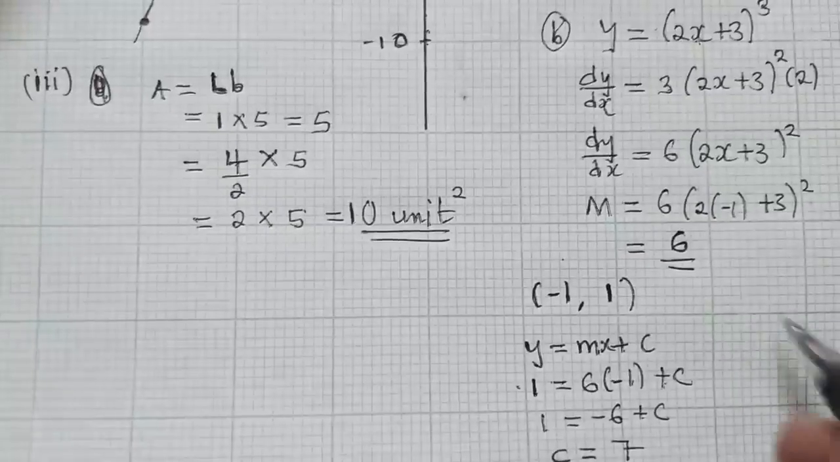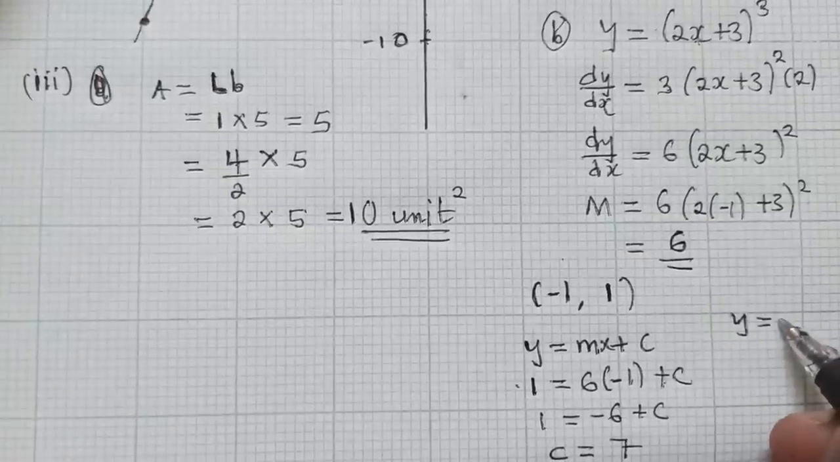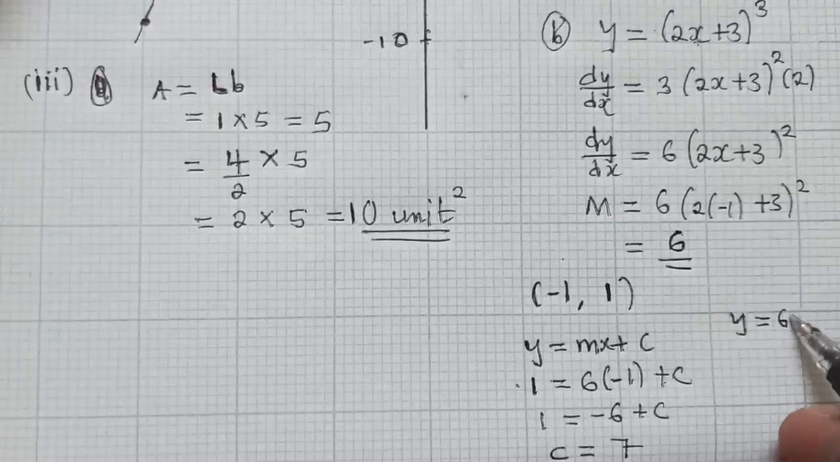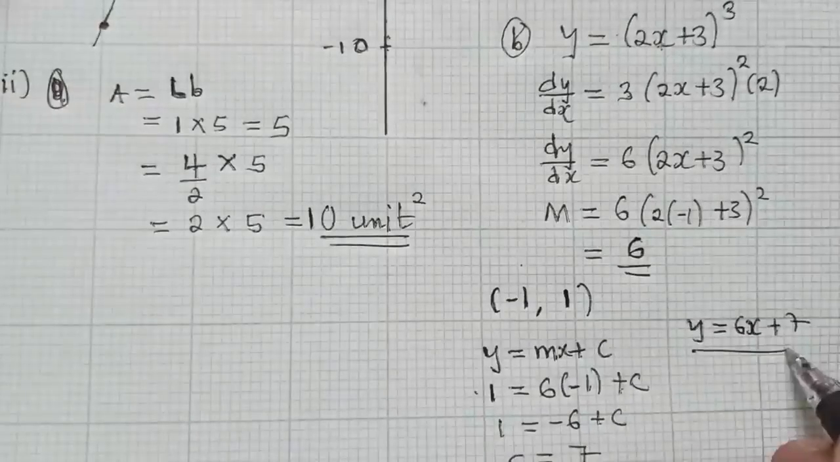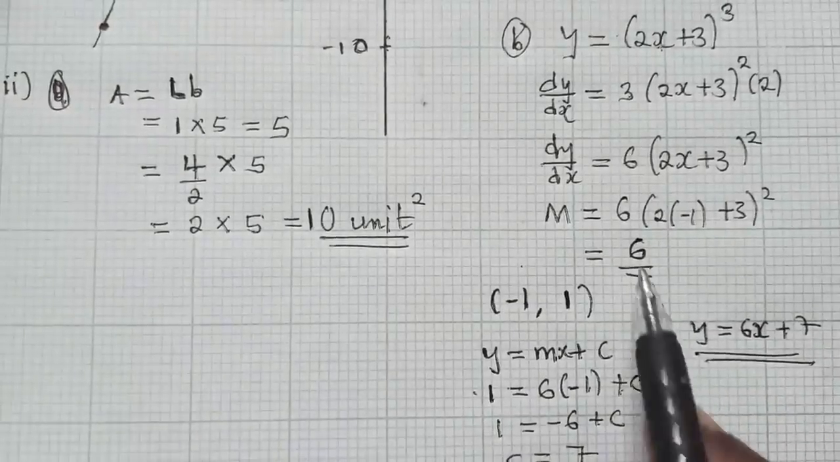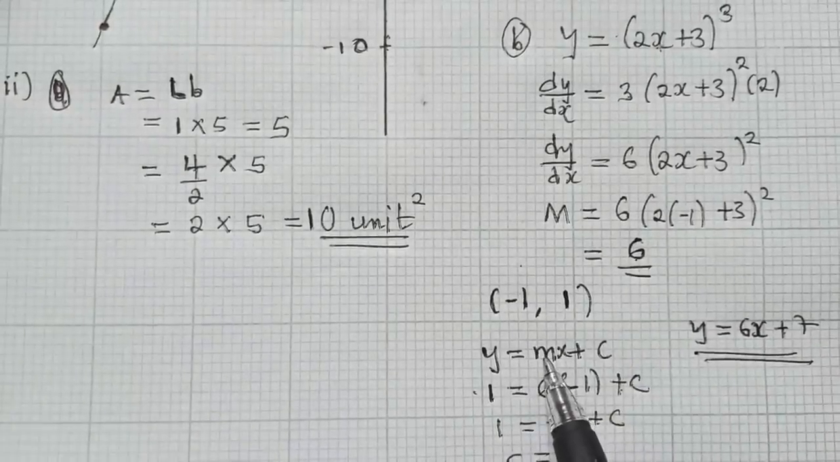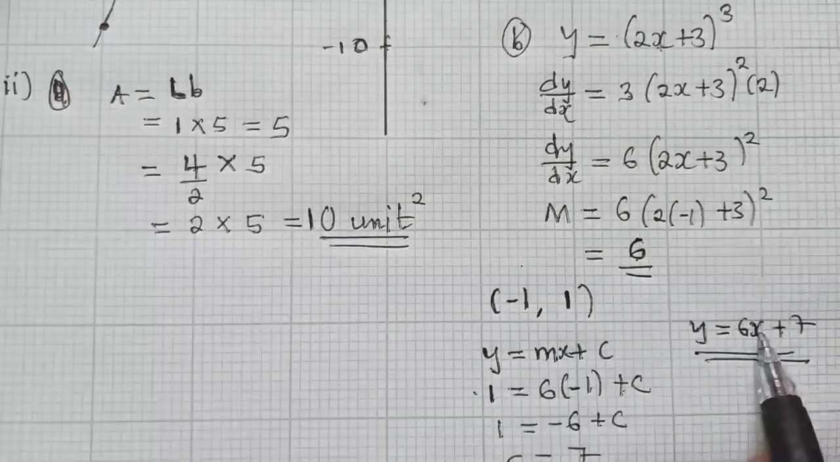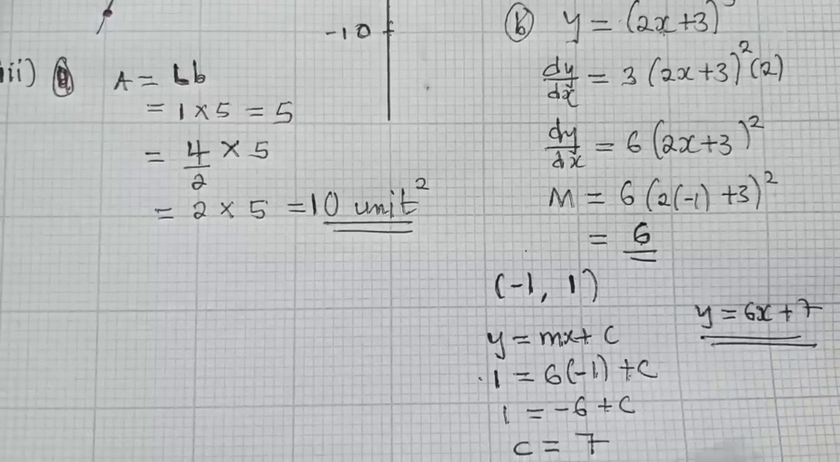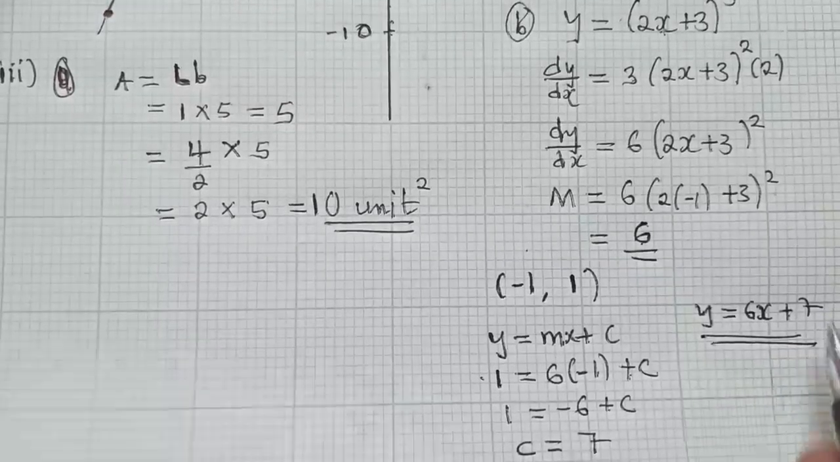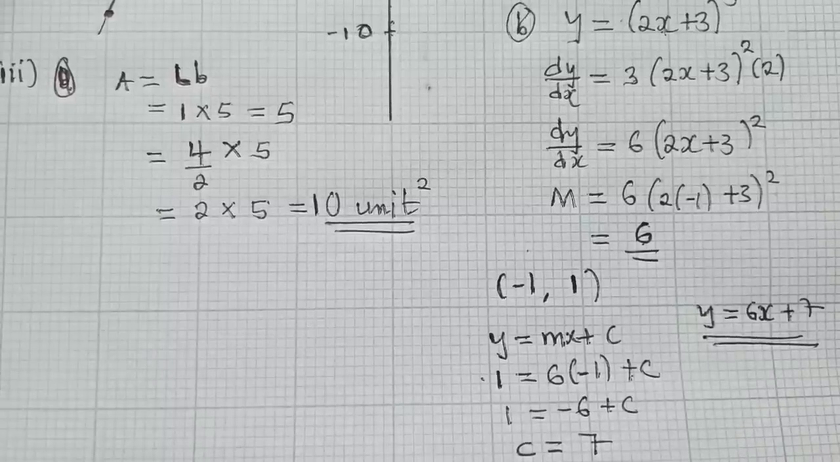Okay? So now we shall say y is equal to 6x, okay, plus 7 as our answer. Okay, so I've just put this where m is, and then the x I've maintained, the y I've maintained, the c I've put 7 because we found our c here to be equal to 7, and this is our answer.